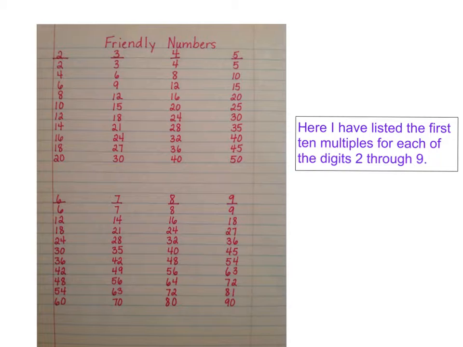This photo shows that I have listed the first 10 multiples for each of the digits 2 through 9. I did not list 0 because it would just be 0, 0, 0. And I did not list 1 because I figured we could all figure out how to divide by 1. So we started with 2 and we went up through 9, and we've listed just the basic first 10 multiples for each of those digits.